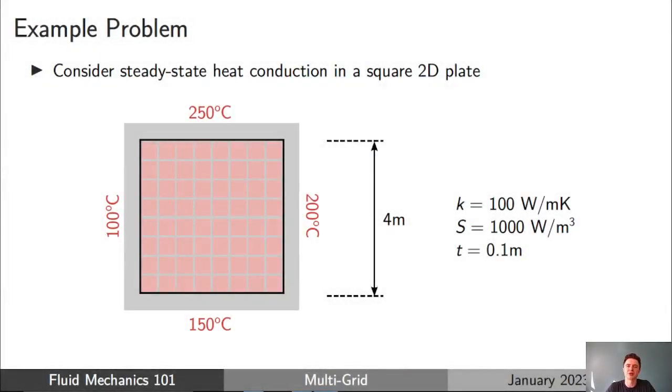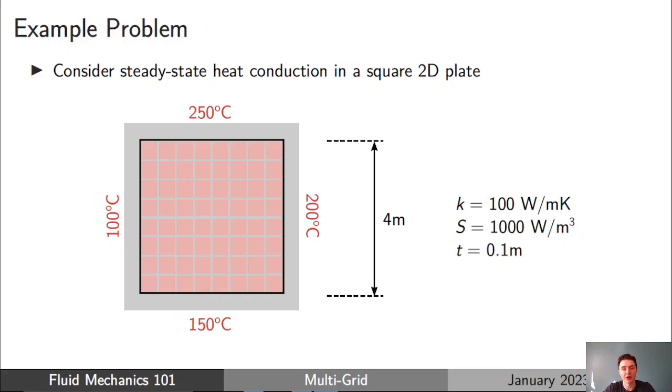To explain the multigrid method, I'm going to be using the example problem you can see here on the slide. I'm going to be considering 2D steady-state heat conduction in a square plate with dimensions of 4 meters by 4 meters. This plate is held at fixed temperatures on its sides: 100 degrees C on the left, 150 degrees C on the bottom, 200 degrees C on the right, and 250 on the top. I'm just using this anti-clockwise orientation for those temperatures.